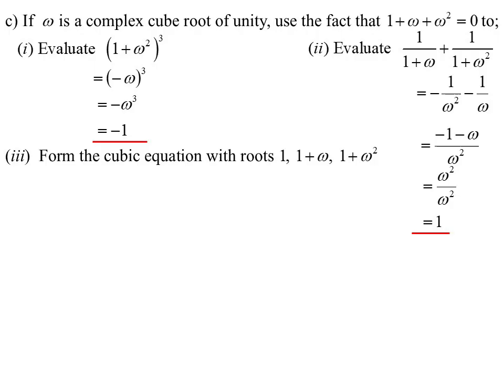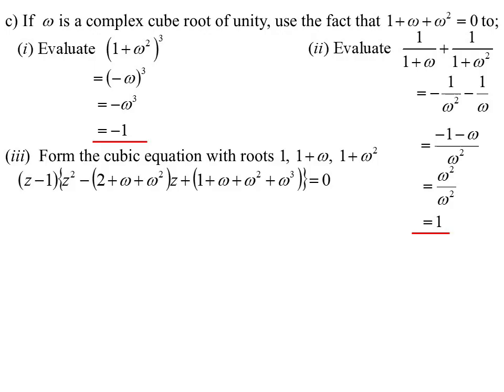The roots are going to be 1, 1 plus omega, and 1 plus omega squared. I will get z minus 1. I know that's a factor because they told me there was a root of 1. That means the other factor, because I'm forming a cubic, must be a quadratic. So I'll have z squared minus the sum of the roots. Add those together, I'll get 2 plus omega squared. Plus the product of the roots. When I multiply those two together, I get 1 plus omega squared plus omega cubed.